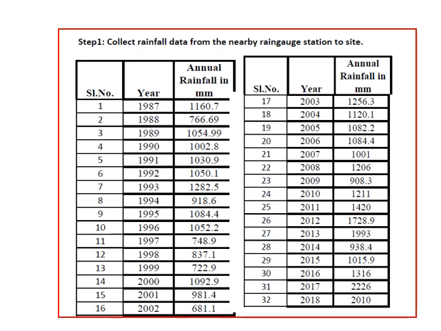So in this case, we have selected 30 years of data, that is from 1987 to 2018. You can also collect 2019 data. You have seen that for 1987, the annual rainfall is 1160 millimeters, and it goes on varying. And in 2018, it was somewhere around 2010 millimeters.